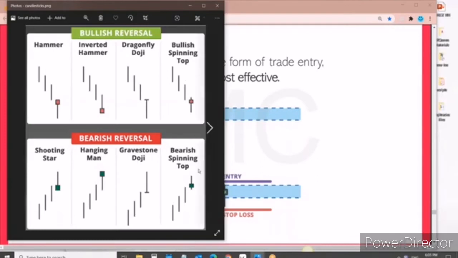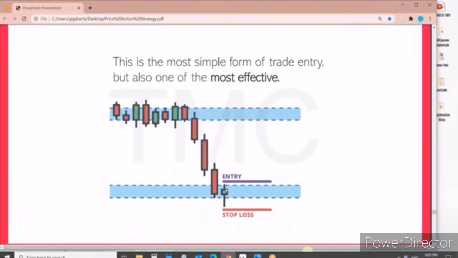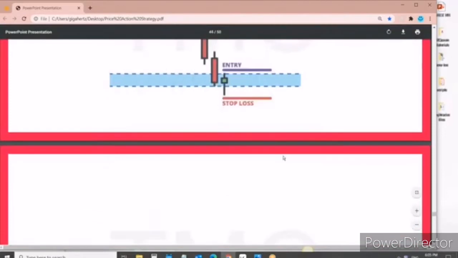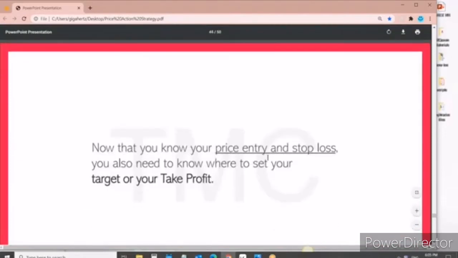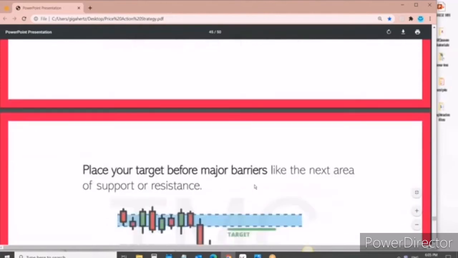So bullish spinning top. Usually spinning top yung lumalabas eh. Okay. So after preceding indecision, ang entry mo is doon malapit sa high. Doon ang entry and then ang stop loss mo dito sa baba ng low. Okay, so ganon. Now, next. Now that you know your price entry, so syempre dapat alam na natin kung saan naman tayo magti-TP.